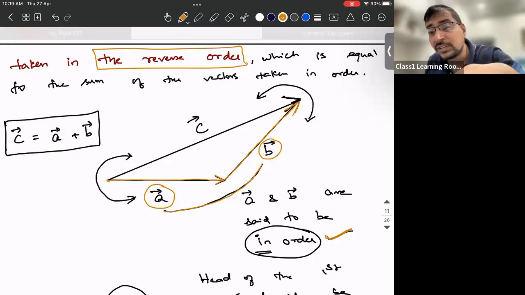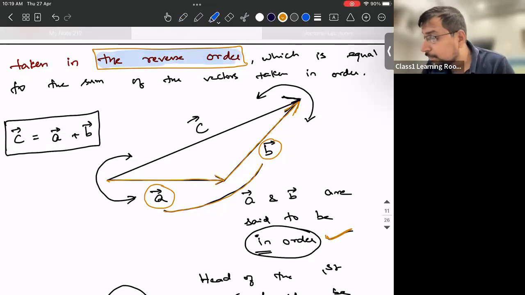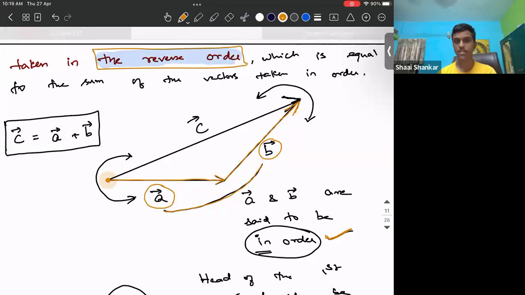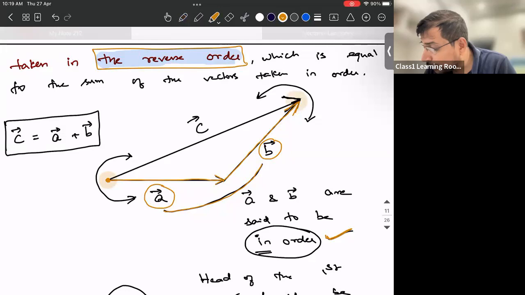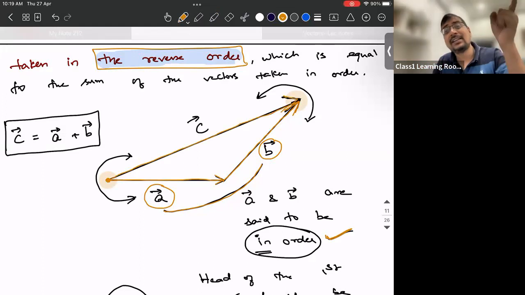But how should you take the closing side of the triangle? You should take the closing side of the triangle in the reverse order. What I mean by reverse order is, you need to take the starting point of the first vector and join it to the ending point of the second vector. If you do that, then this will become the closing side of the triangle exactly in the reverse order.